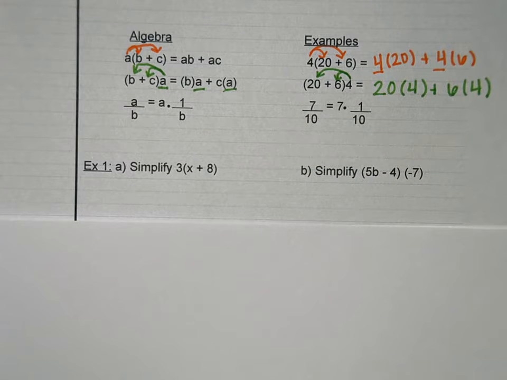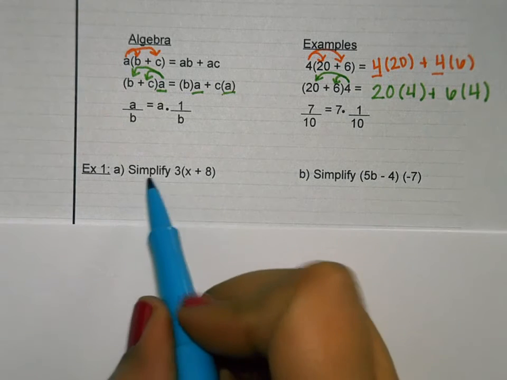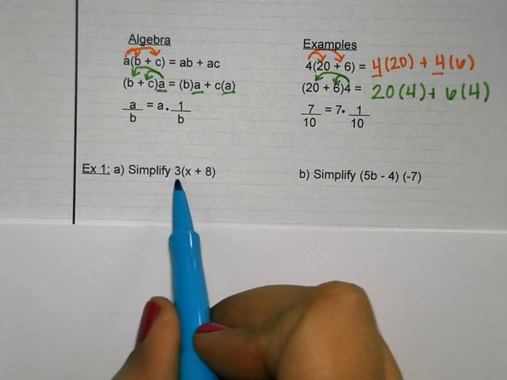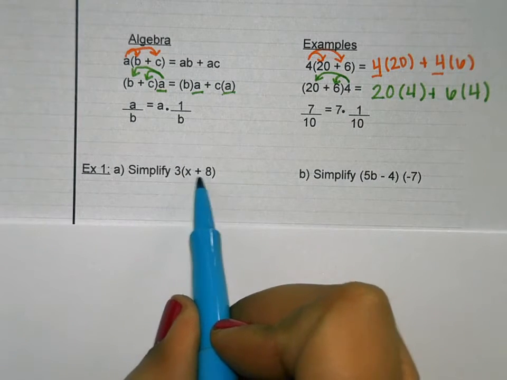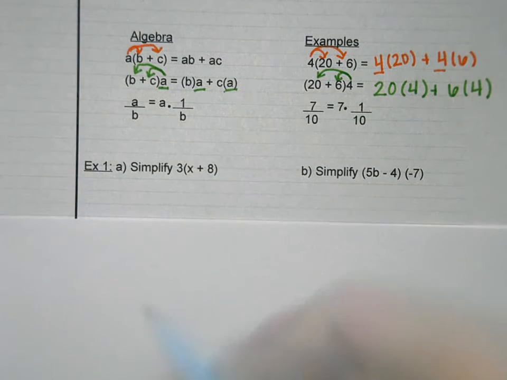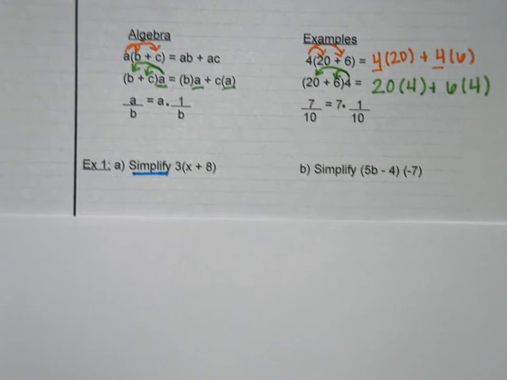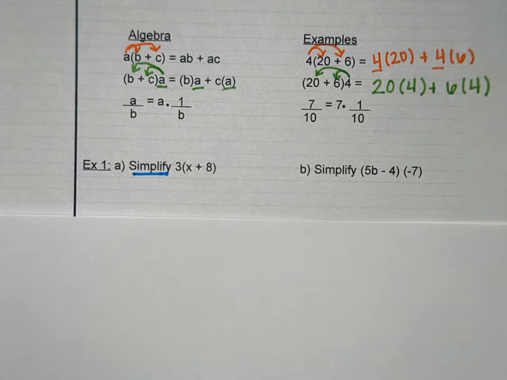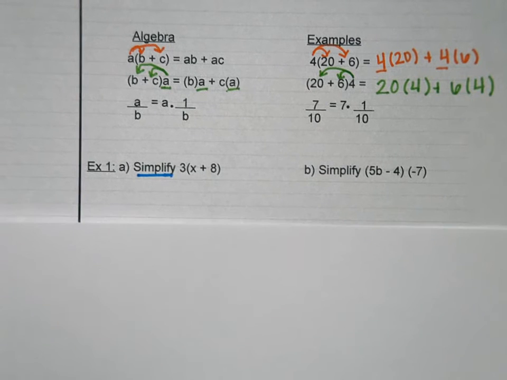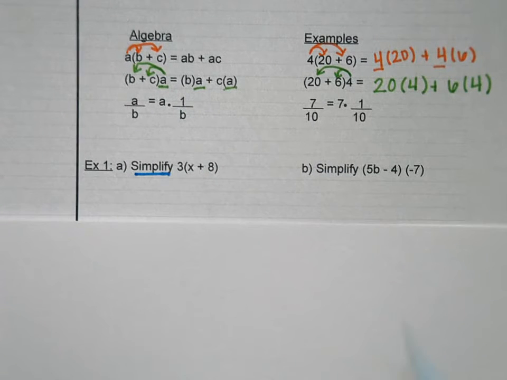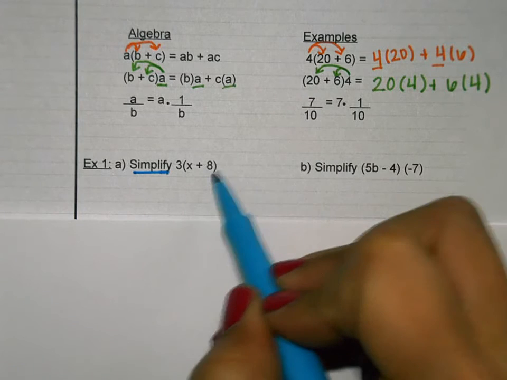Our first example, example 1 part A, is to simplify the expression 3 times x plus 8. Now the word simplify means to condense it as much as possible, so to make the expression as simple as possible. You can't solve because there's no equal sign, but to simplify means to put it all together. So I have 3 times x plus 8.